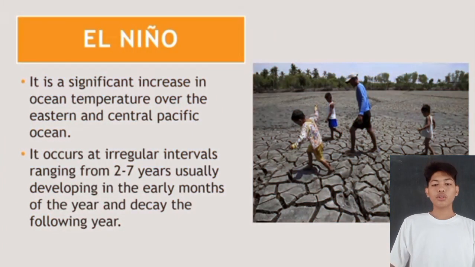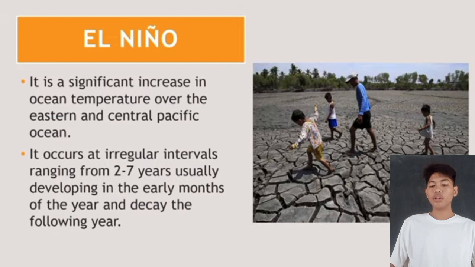The next hazard associated with hydrometeorological is what we call El Nino, o sa Tagalog tagtuyot. Okay, ibig sabihin there is a sudden increase in ocean temperature over the eastern and central Pacific Ocean. Ibig sabihin, umiinit itong temperature ng karagatan na malapit sa atin, which is the Pacific Ocean. And then, kapag umiinit ito, nag-trigger ito ngayon na tinatawag nating El Nino.